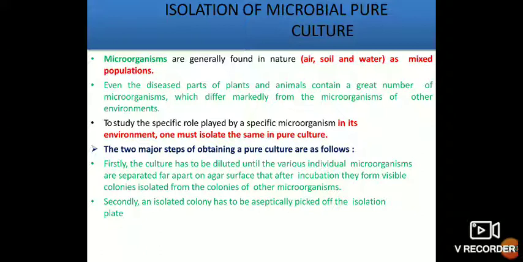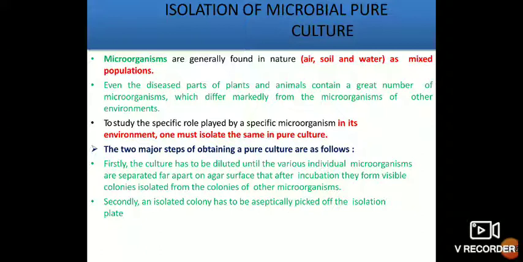Coming to the isolation of microorganisms, you already know what is meant by microorganism, and this lecture is about how to isolate the microorganism as a pure culture. Microorganisms are generally found in air, soil, and water as a mixed population. Even the diseased parts of plants and animals contain a great number of microorganisms, which may differ from microorganisms of other environments. The microorganisms present in one environment are different from those in another environment.